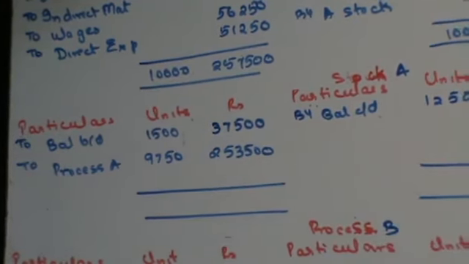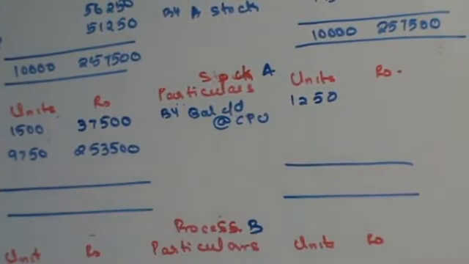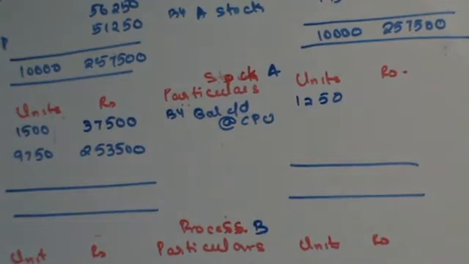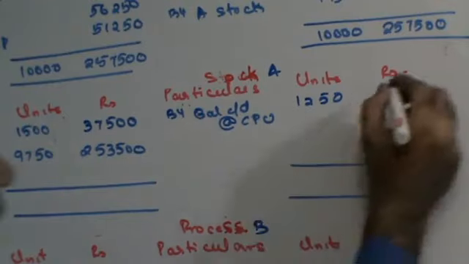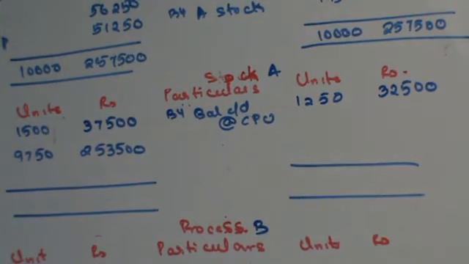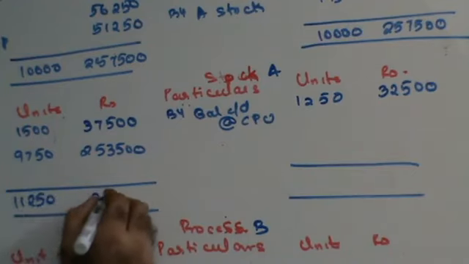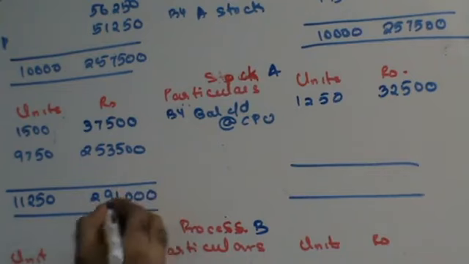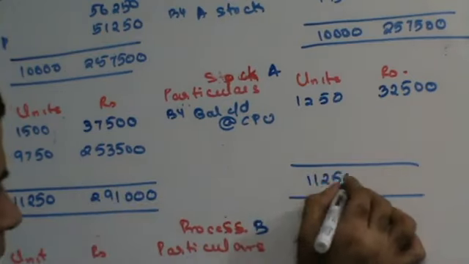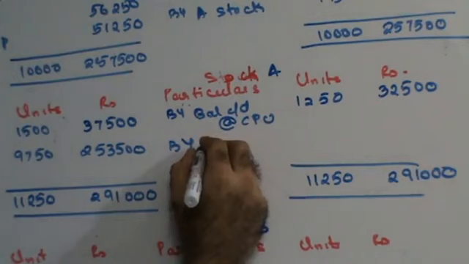Now closing stock, they have only given you the units, they have not given you what will the amount be. So this has to be at the rate of CPU. So 1250 at the rate of CPU. CPU is 26. So 1250 into 26 is 32,500. Fine. Now let's tally this. If I tally this, this is going to be 11,250 and 2,91,000. The difference will be called as process B.